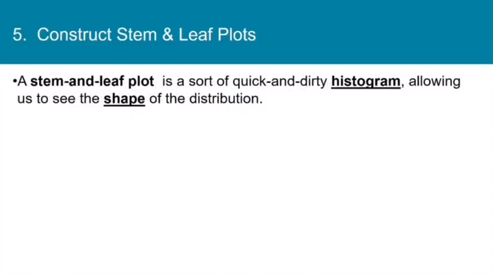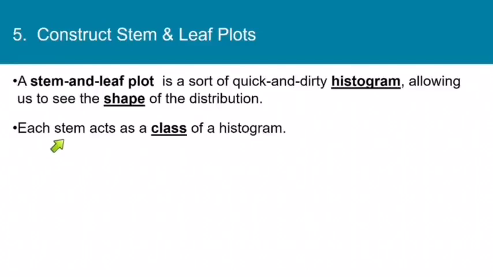So what does a stem and leaf plot do for us besides helping us get the data in order? Well, a stem and leaf plot is a sort of quick and dirty histogram, and it allows us to see the shape of the distribution. In other words, it allows us to see whether most of the values are concentrated in the middle of the histogram or toward the left end or toward the right end of the histogram. The way this works is that each stem acts like a class of a histogram.